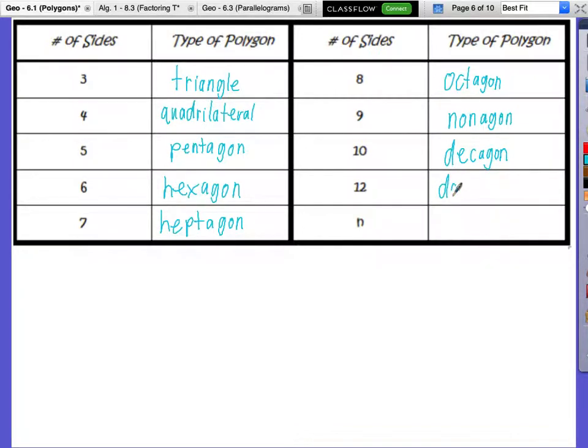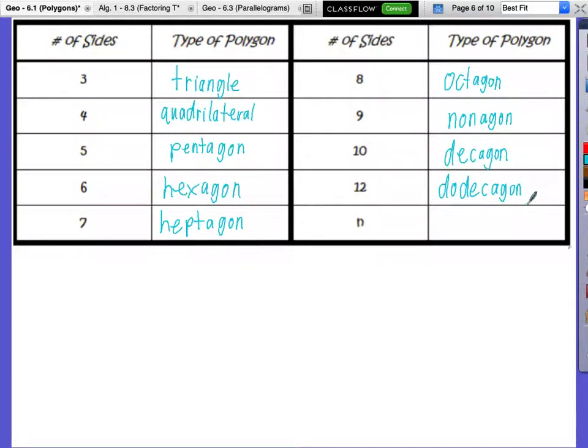12 is dodecagon. So it's like decagon, we just had doe, a deer, female deer. What is a dodecahedron then? It's similar to the decahedron. It's a 3-dimensional shape with 12 sides. Okay. Where's 2? A polygon has to have at least three sides.